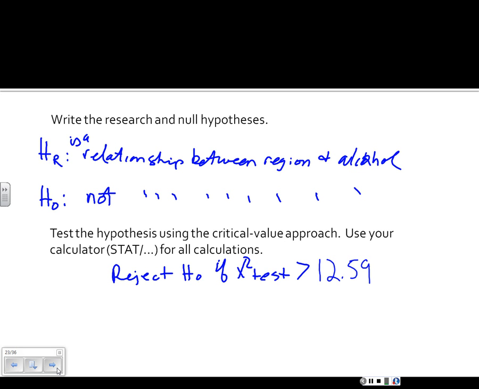And then do stat test, then arrow up to the chi-square test. Depending on which calculator, they might have 2 chi-square tests on there. One of them says GOF. It's the other one, the one that doesn't have the GOF, it's a goodness of fit test, which is just another test.